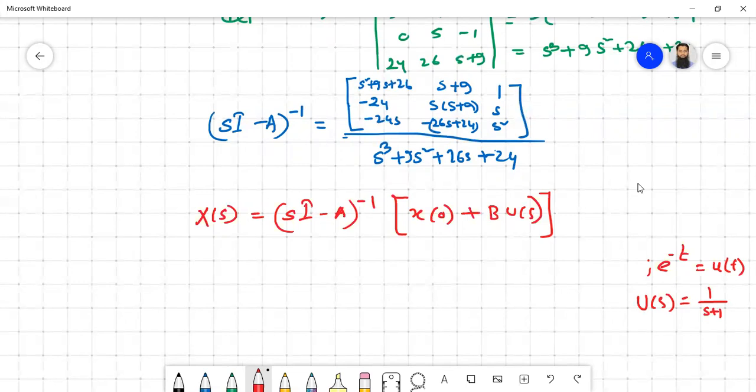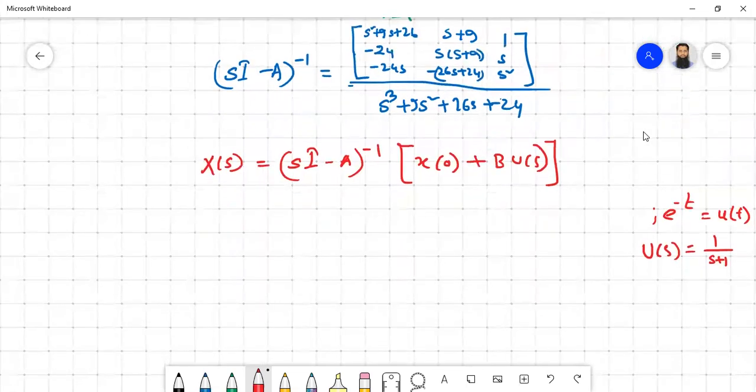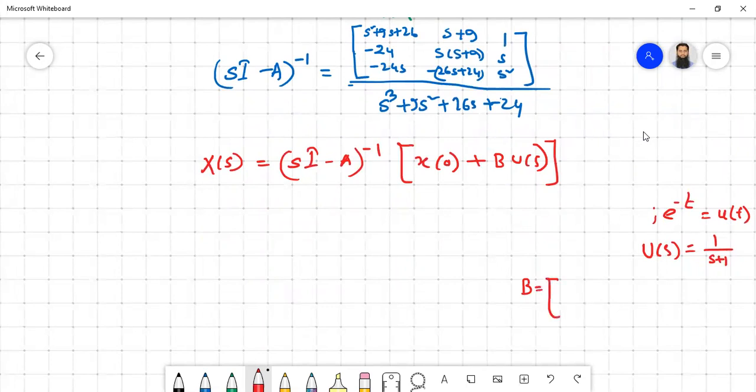Okay, so what will be our B? B was actually [0, 0, 1]. So we have B equal to [0, 0, 1].